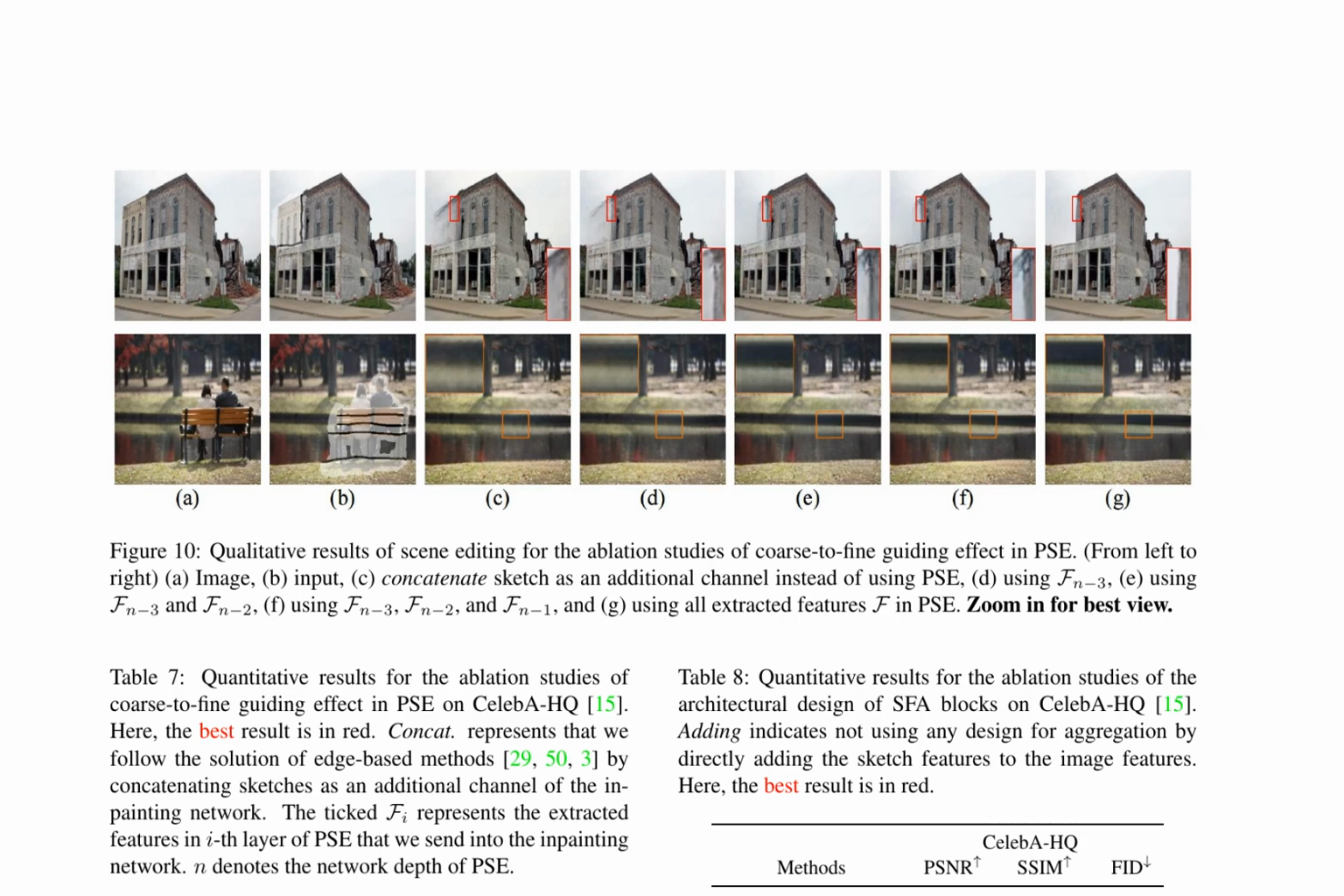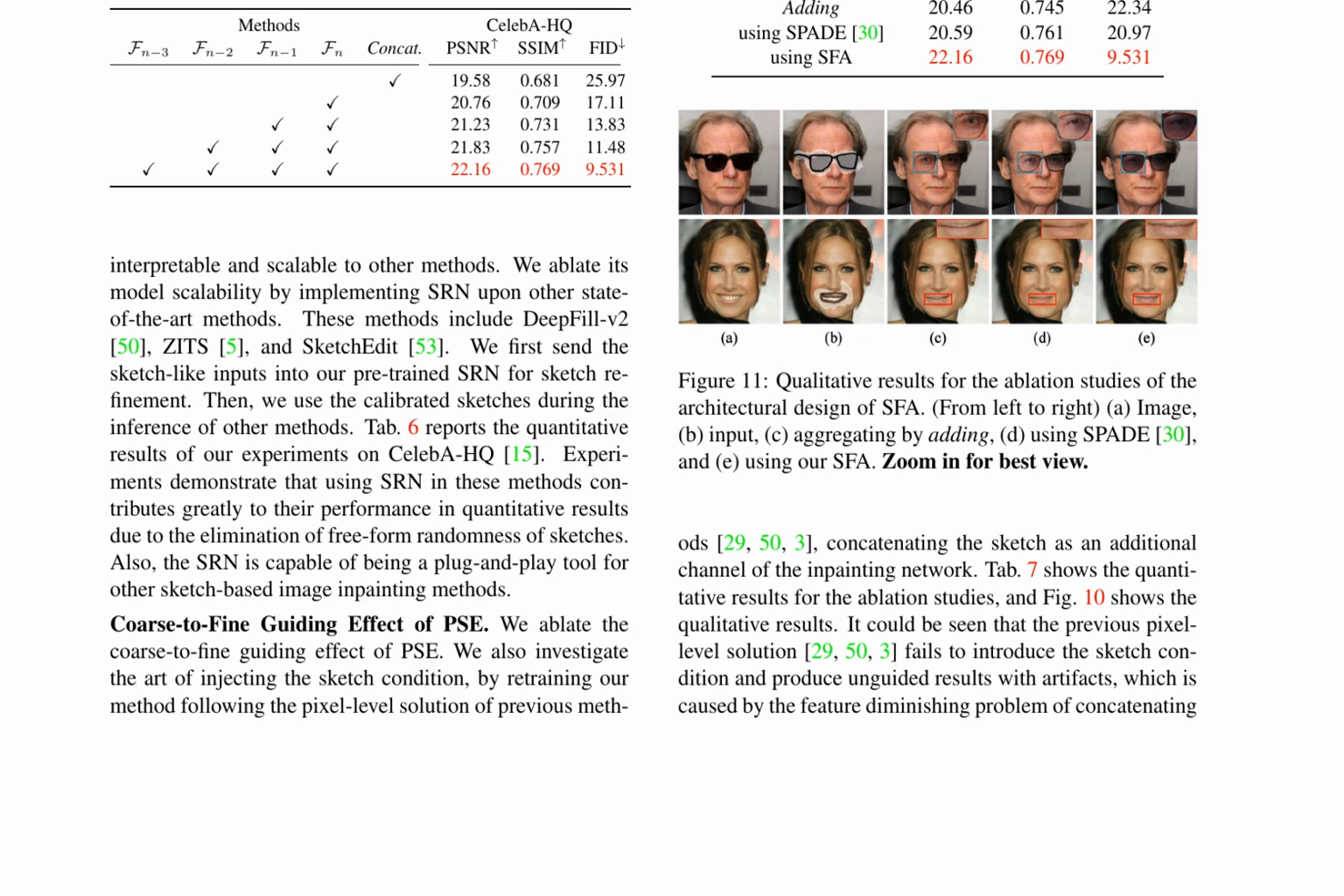Here is a combined summary of the 4 pages. This research introduces the novel concept of sketch refinement for interactive image manipulation and scene editing, proposing a new model called SketchRefiner to refine user-generated sketches and align them with the original image's edges and textures. The authors also introduce the Progressive Sketch Enhancement (PSE) framework, which utilizes a coarse-to-fine guiding effect to provide multidimensional information in different granularity, significantly improving the performance of sketch-based image inpainting methods.